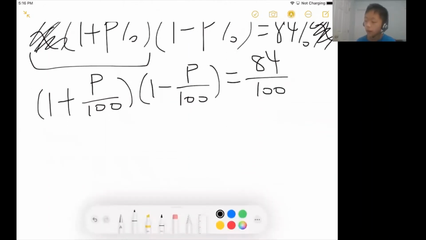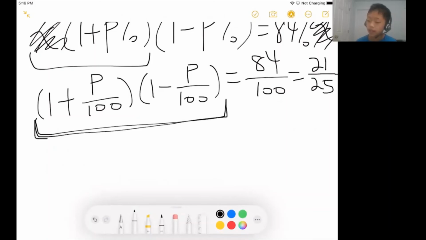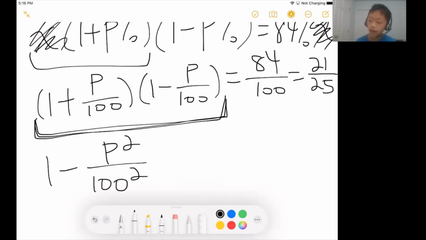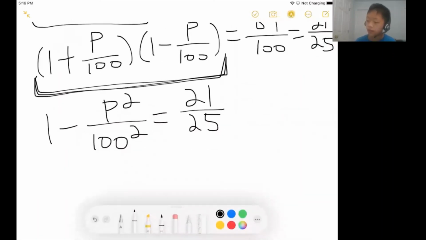Now we can simplify the right side. 84 over 100 is 21 over 25. If you expand the left side, this is a difference of squares. If you expand carefully using the distributive property, you would find the left side simplifies to 1 minus P squared over 100 squared, and on the right side we have 21 over 25. Now we can add P squared over 100 squared to both sides and subtract 21 over 25 from both sides. You would have 4 over 25 equal to (P over 100) squared.